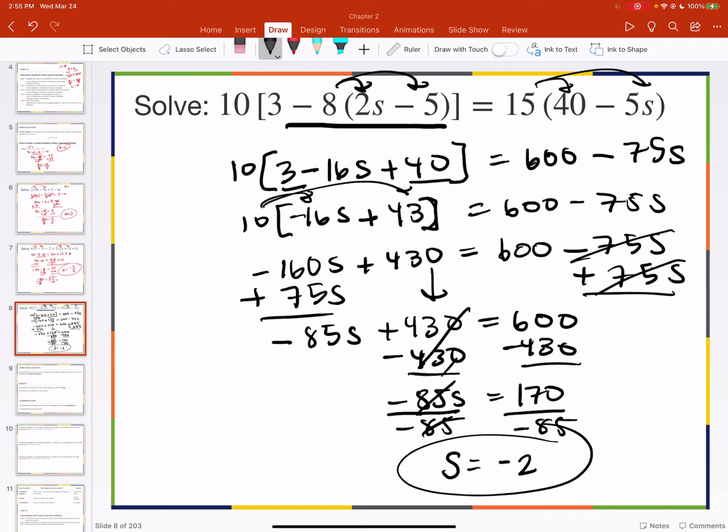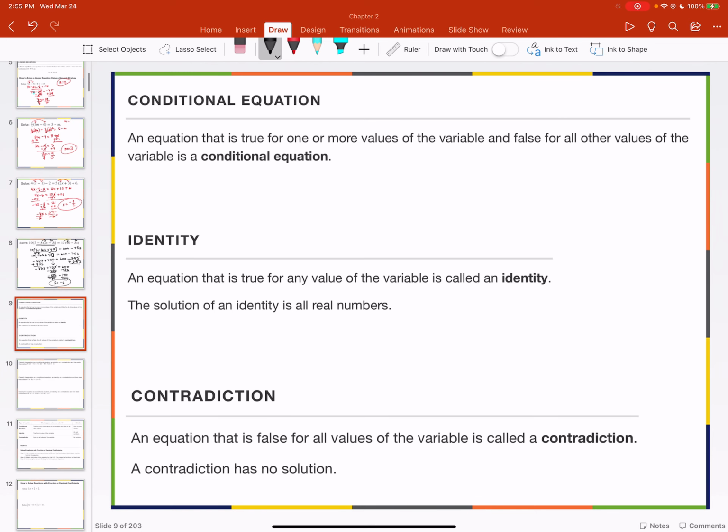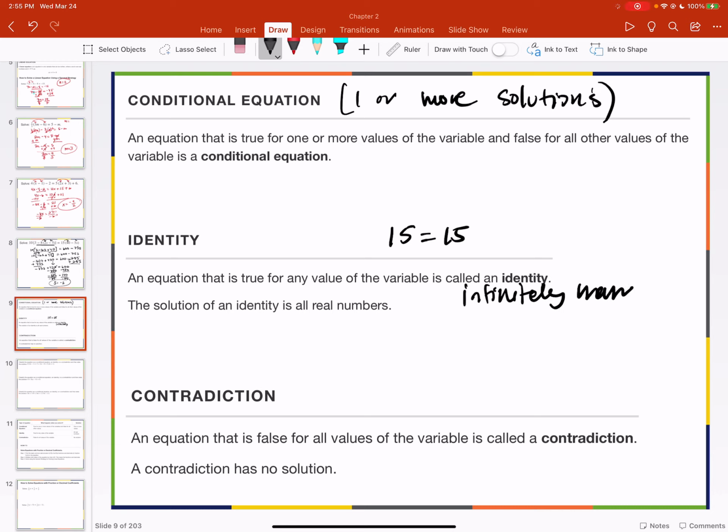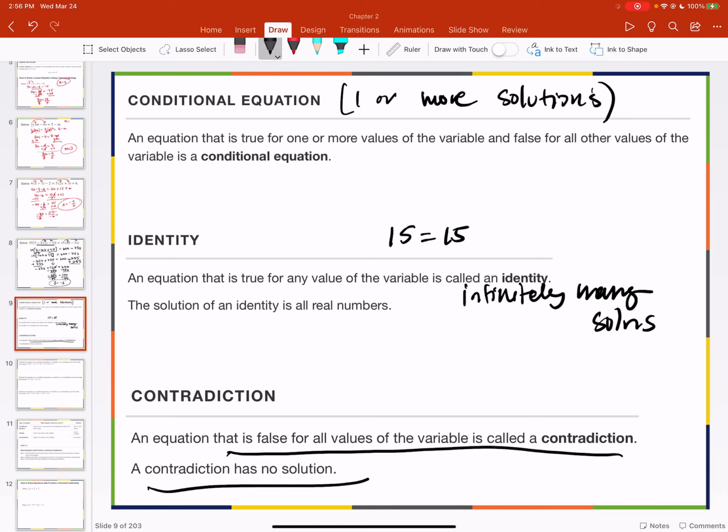Okay. So there's 3 types of equations. You have a conditional equation, which is where you actually have a value and answer, right? This is when it has solutions, so one or more solutions. Conditional equation examples are ones that we've been doing. Identity is infinitely many solutions, so an example would be like 15 equals 15. So this is infinitely many or all real numbers solutions. And then if it's false, it's called a contradiction and it has no solution.